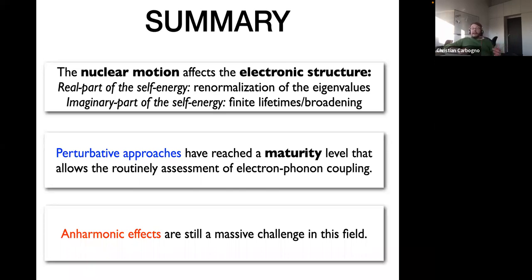There, the main hurdle is numerical. The imaginary part of the self-energy is much more sensitive to numerics, to convergence, to k-point densities, and so on. So I would say that the conceptual hurdles are taken, but numerically it can still be tricky.